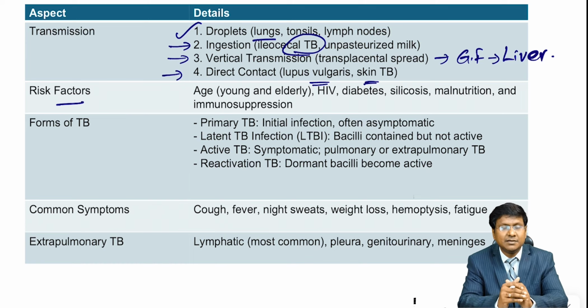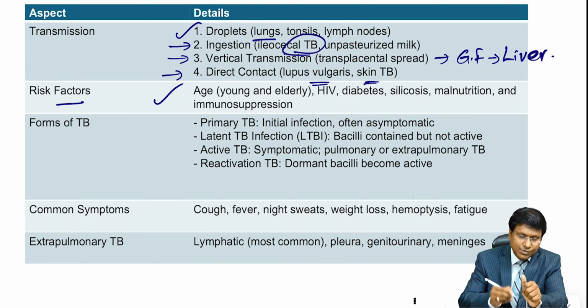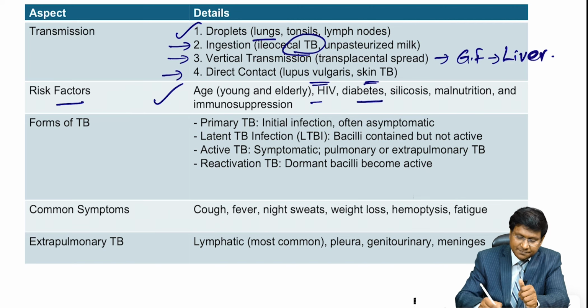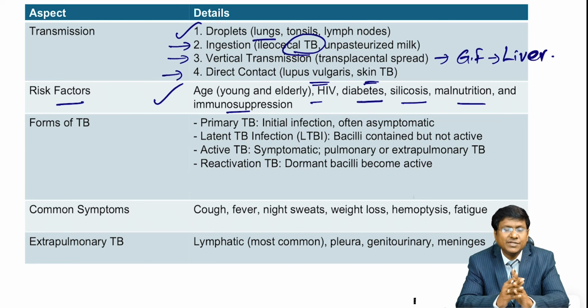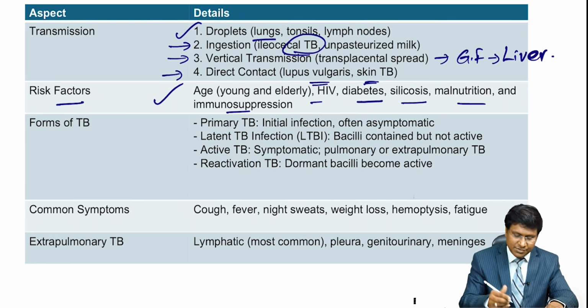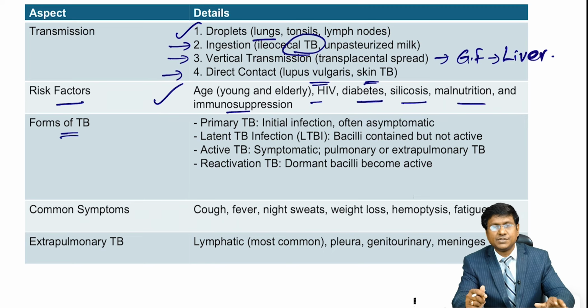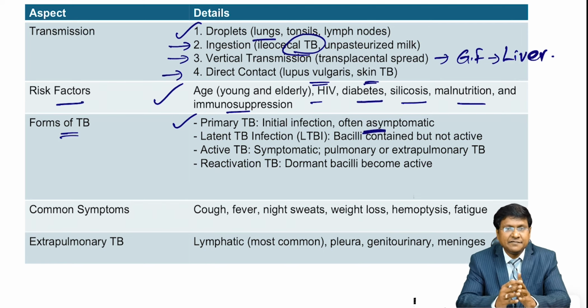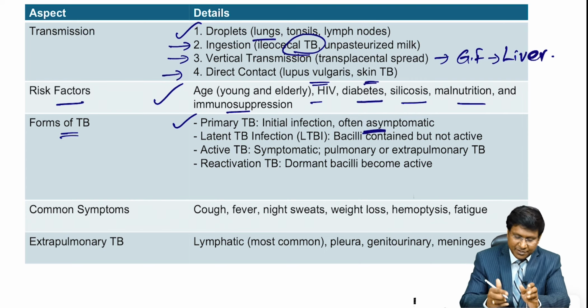Then what are the risk factors for the development of tuberculosis? Mainly the immunocompromised status, like the extremes of age, either children or the elderly individual. Next, HIV, diabetes mellitus, silicosis, malnutrition, as well as immunosuppression. So these are the risk factors for the development of tuberculosis. And next is the forms of tuberculosis. When the individual is exposed to the organism for the first time, we call it primary tuberculosis. In primary tuberculosis, more than 95% of individuals are asymptomatic. Only less than 5% of patients are symptomatic.